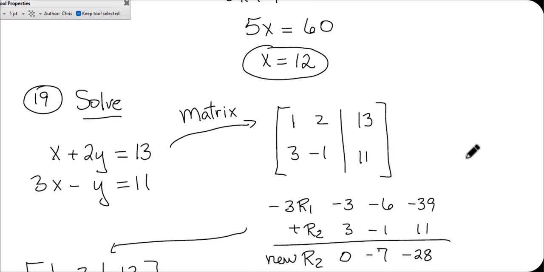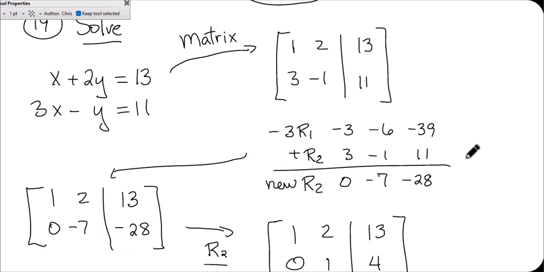All right, in 19, we are solving a system using the matrix method. So, step 1, grab all the coefficients: the 1, the 2, the 13, the 3, minus 1, and 11. So if that's all you can do, at least do that and get partial credit.